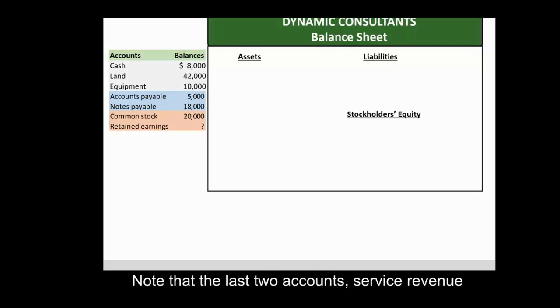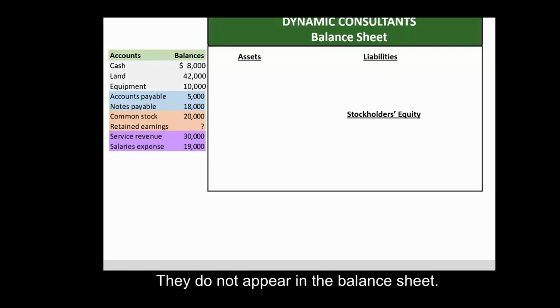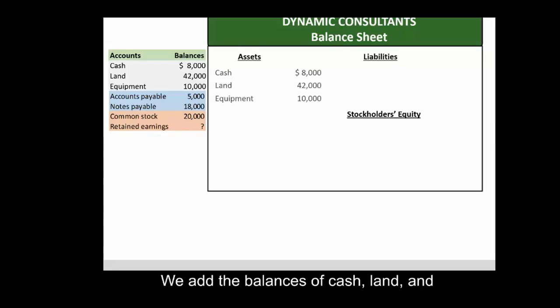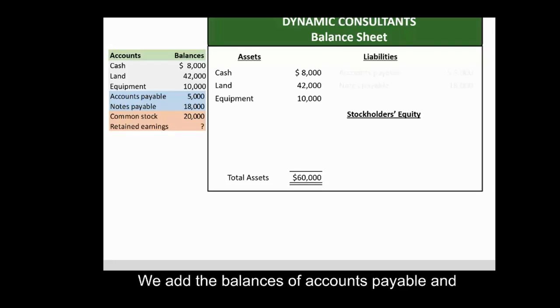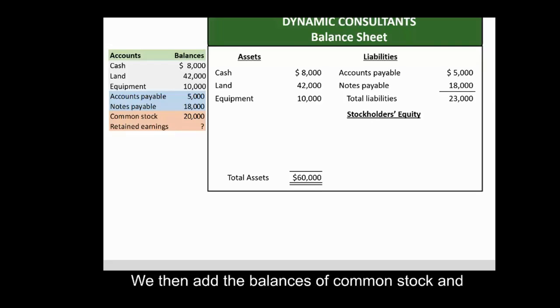Note that the last two accounts, service revenue and salaries expense, are reported in the income statement. They do not appear in the balance sheet. We add the balances of cash, land, and equipment to get total assets of $60,000. We add the balances of accounts payable and notes payable to get total liabilities of $23,000. We then add the balances of common stock and retained earnings to arrive at total stockholders' equity.